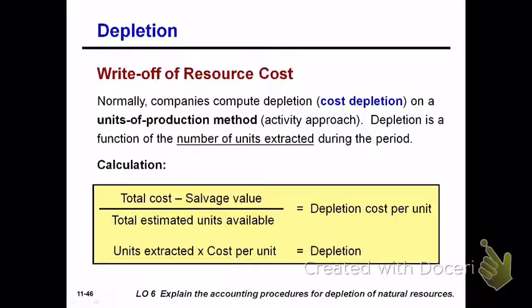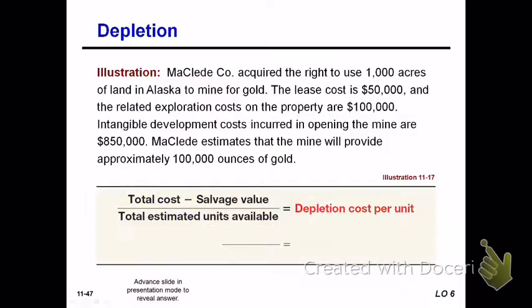Usually they're using units of production, because it's generally easier for them to figure out how many units they expect to extract. And this, again, is an estimate, and it can change as they get into the process further.